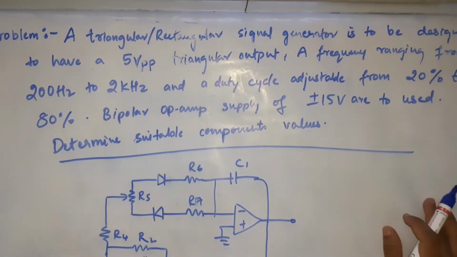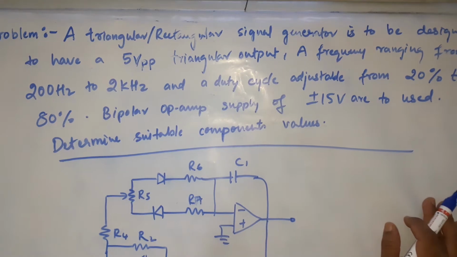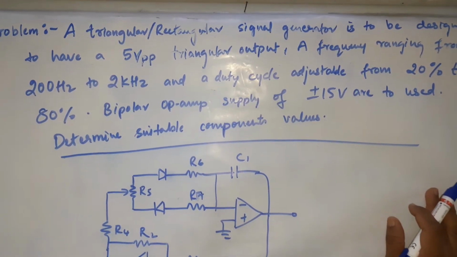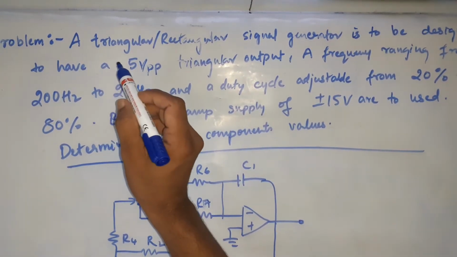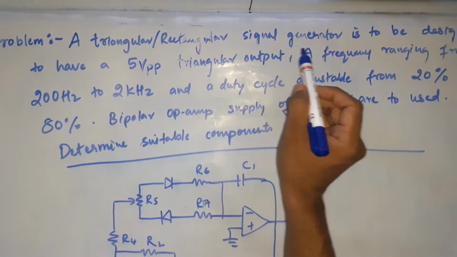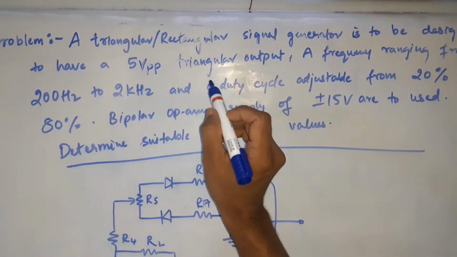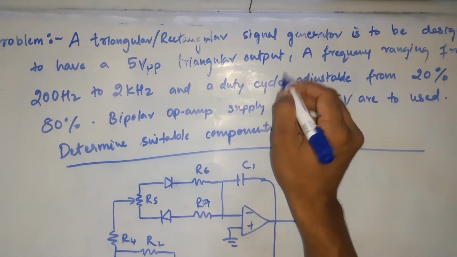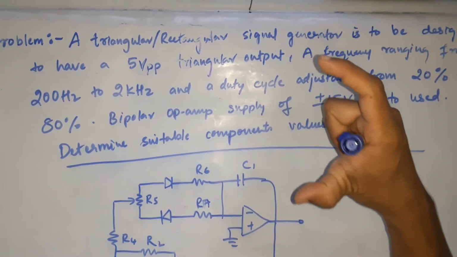Hello students, I have come up with a problem on rectangular bar triangular waveform generator from your module 3. Just go through this problem. A triangular bar rectangular signal generator is to be designed to have a 5 volt peak to peak triangular output. Means triangular waveform amplitude should be 5 volt peak to peak.